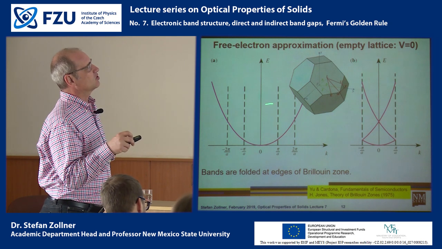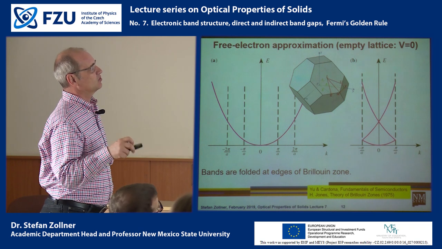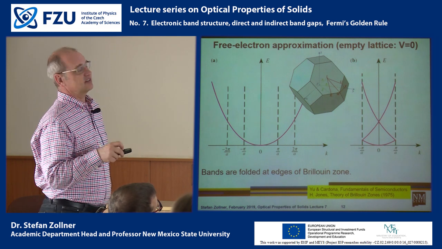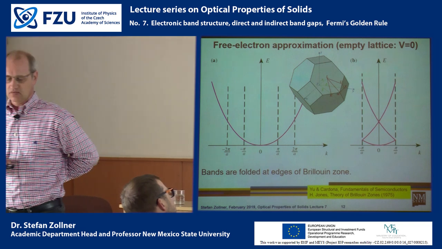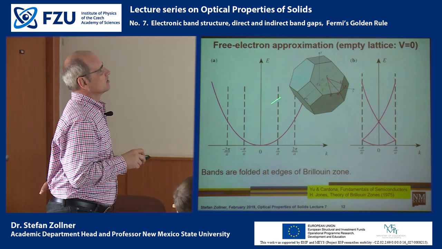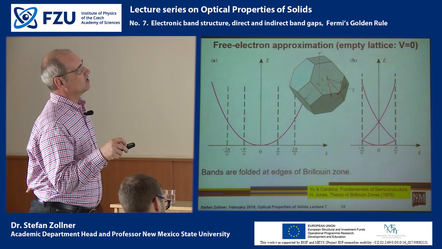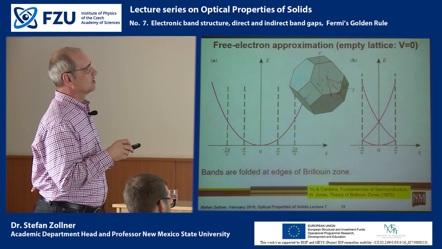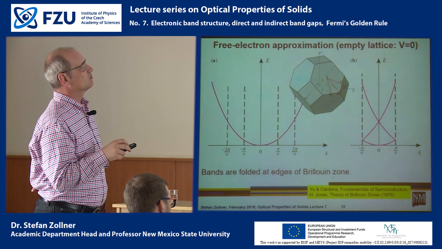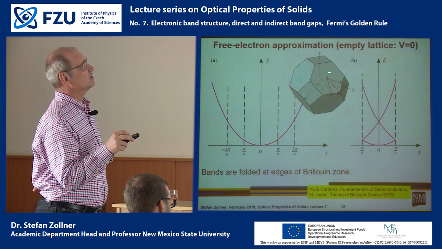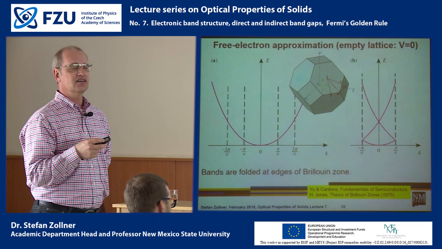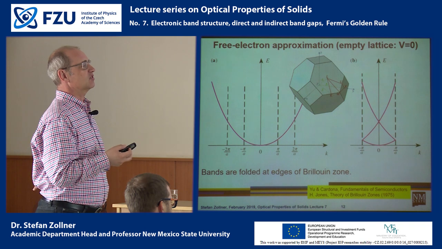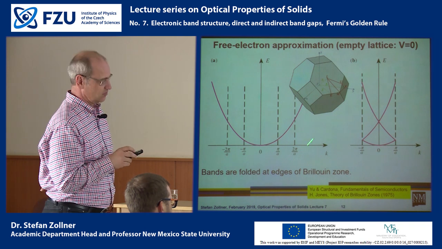We can learn a lot about the band structure by going from the extended zone scheme to the reduced zone scheme. The problem with this simple picture is that it is purely one-dimensional. And these Brillouin zones are anything but simple one-dimensional objects. Therefore, we have to go to three dimensions. We have to include the complexity of the Brillouin zone in conventional crystal lattices rather than a simple cubic lattice, for example.